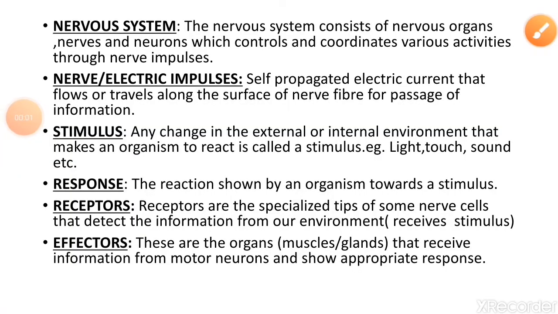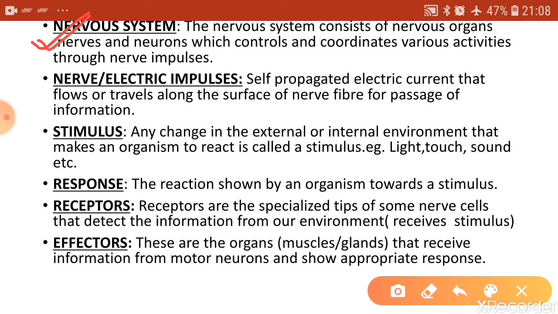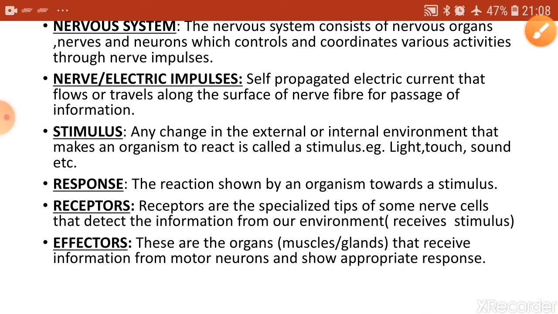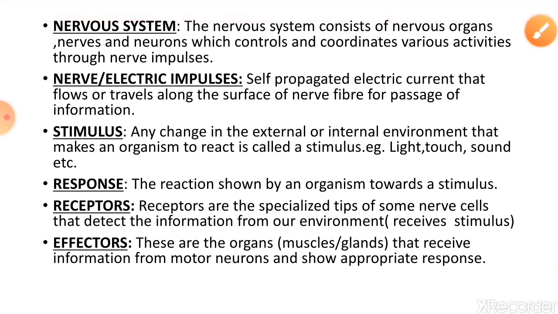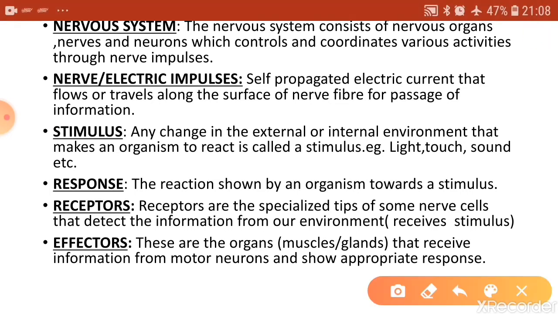Now let us study how the nervous system controls and coordinates various activities in human beings. Before we start, let us learn some of the definitions. There are certain terms that you need to know. First is, what is the nervous system? The nervous system is a system of nervous organs, nerves and neurons which controls and coordinates various activities through nerve impulses.